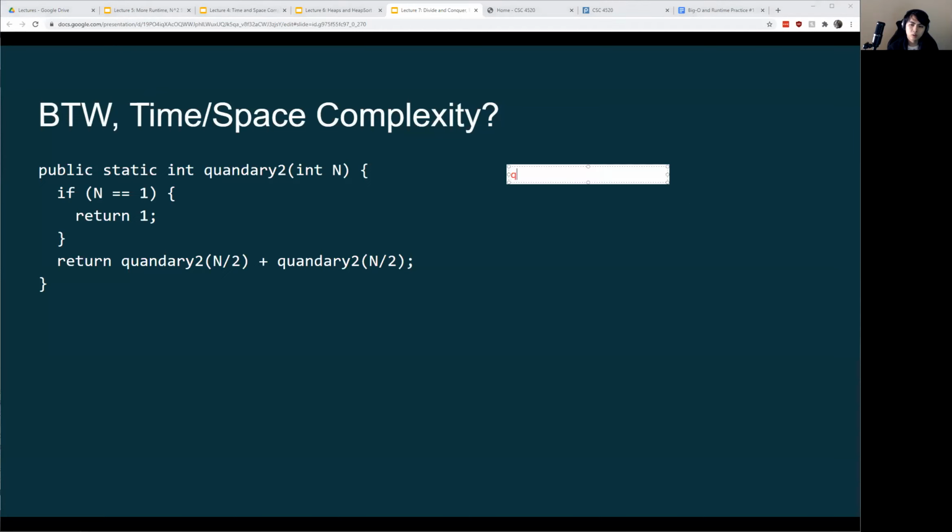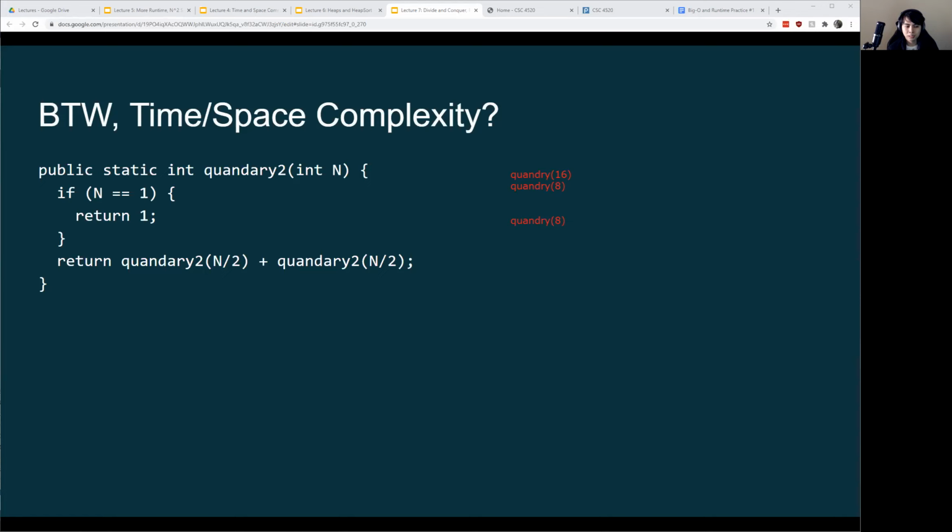Let's start by calling quandary on something like 16. If we call quandary on 16, we check whether 16 is equal to 1. It's not, so it makes 2 recursive calls. Go ahead and type in chat, what are the 2 recursive calls that get made when we call quandary of 16? Okay, people are saying call quandary of 8, and also call quandary of 8. So at some point we have to call quandary of 8, and also quandary of 8.